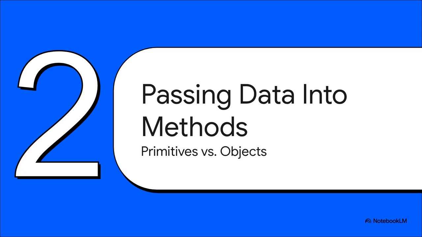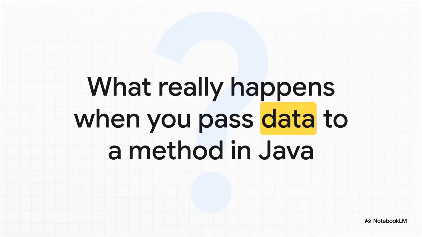Okay, so we can build a method, but a tool isn't much good if you can't give it something to work on, right? This is where passing data comes in. And this is a really important question. I mean, this concept is the source of so many headaches for new developers. If you can nail this, you'll avoid a ton of common bugs down the road.